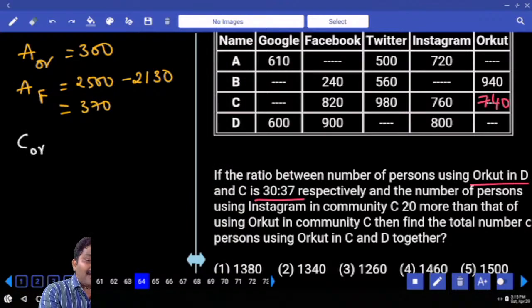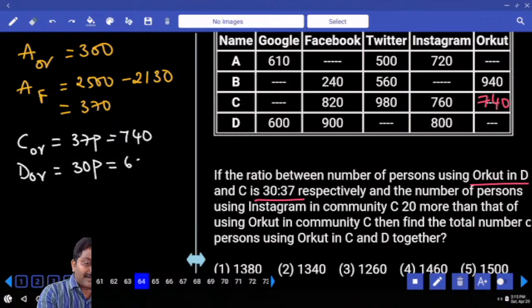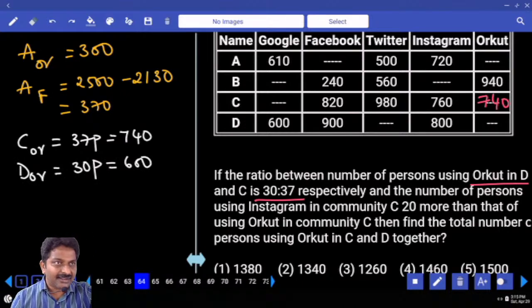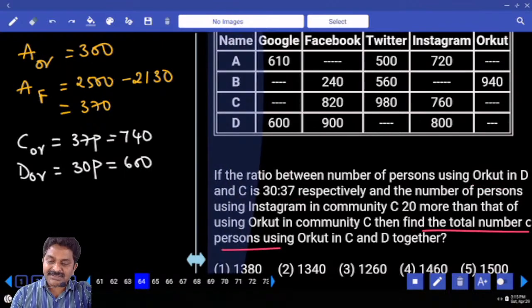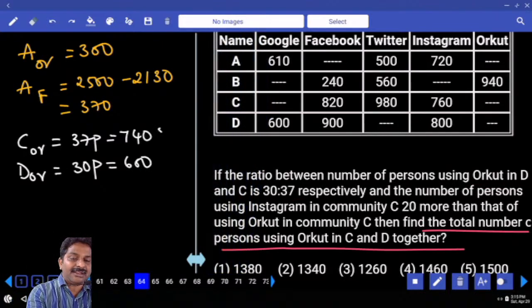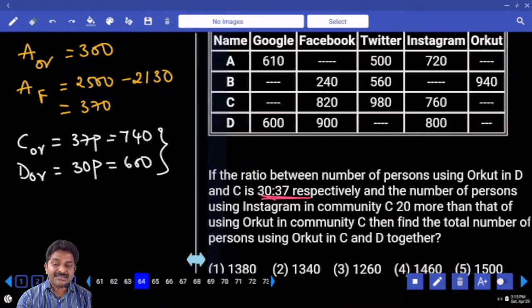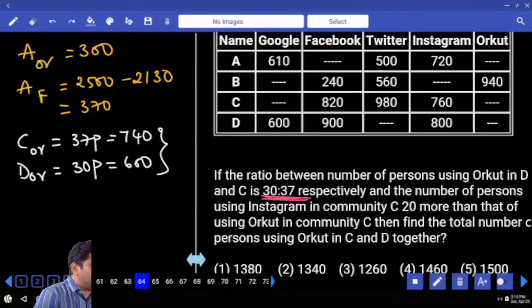Okay. Now, the first condition says ratio between persons using Orkut in D and C. C, Orkut is 37 parts, which we got as 740. D, Orkut is 30 parts, that must be 600. Find the total number of persons using Orkut from C and D together. Both these two together 1340. If you are good at calculations, C and D together, Orkut, how many parts are these? 67 multiple.